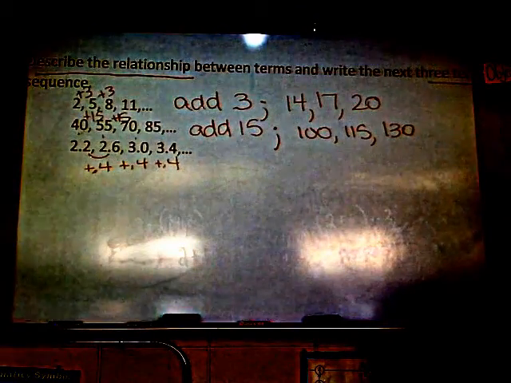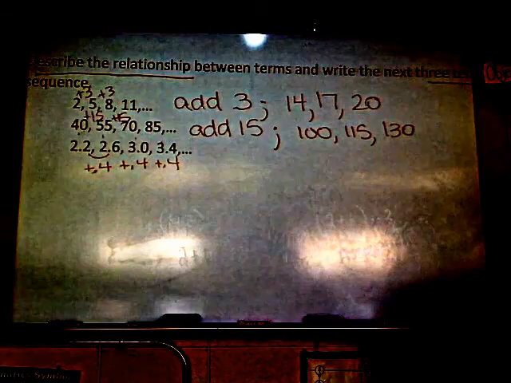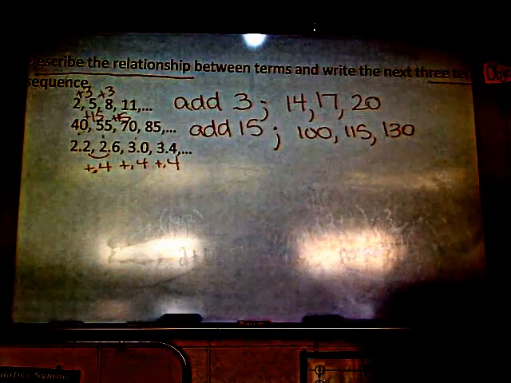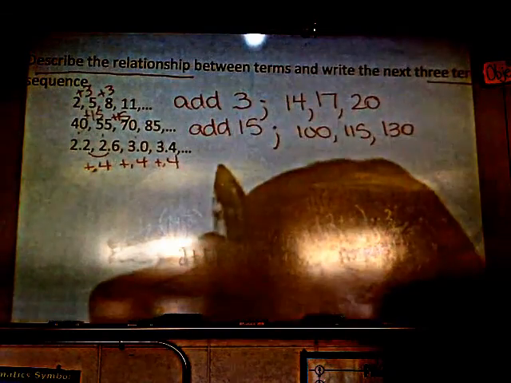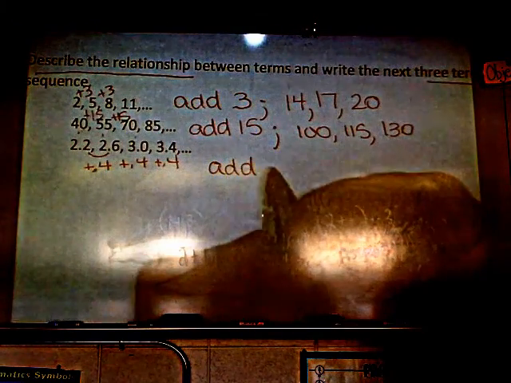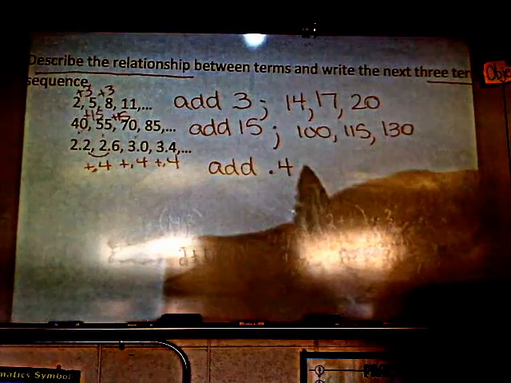Okay, 2.2 plus 4/10 is 2.6. 2.6 plus 4/10 is 3. 3 plus 4/10 would be 3.4. So therefore my relationship is to add 4/10.